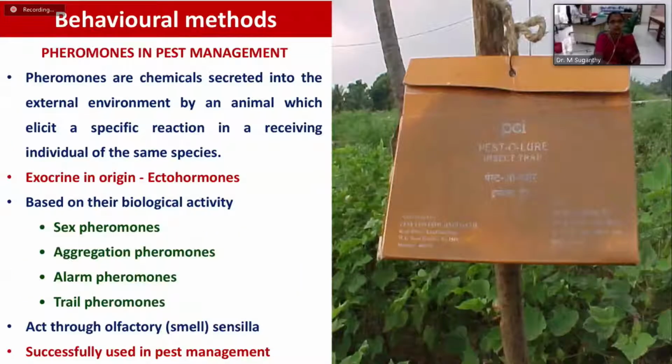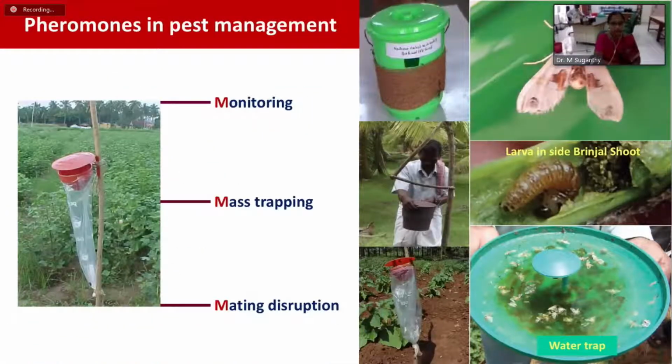The next one is the behavioral method. Behavioral method is nothing but use of pheromones in pest management. There are 4 different kinds of pheromones, namely sex pheromone, aggregation pheromone, alarm pheromone, and trail pheromone. Among the 4, sex pheromone plays a very important role in pest management commercially. These pheromone traps are used based on the 3 principles of monitoring, mass trapping, and mating disruption. If the recommended number is 12 per hectare, then it can be used as a monitoring device. If we increase the number, then it can be used for mass trapping as well as for mating disruption.